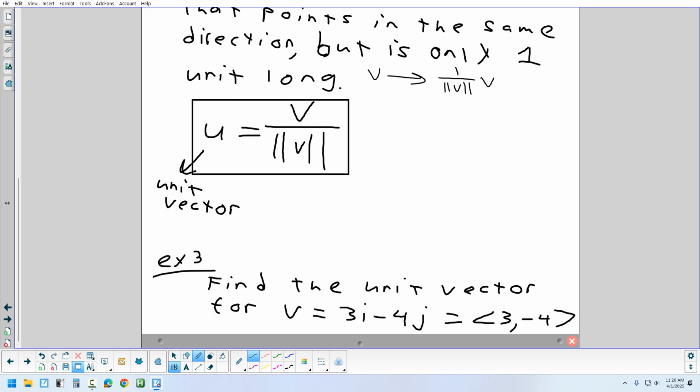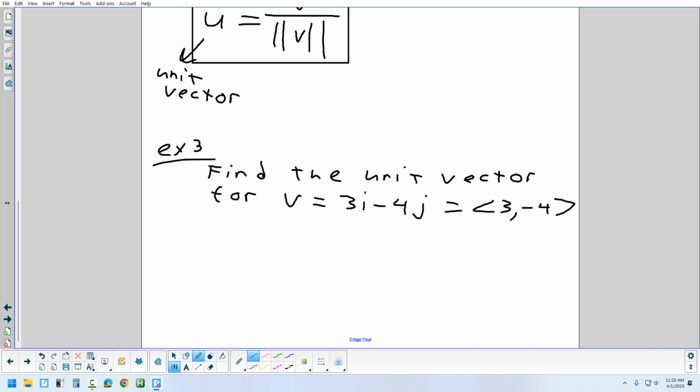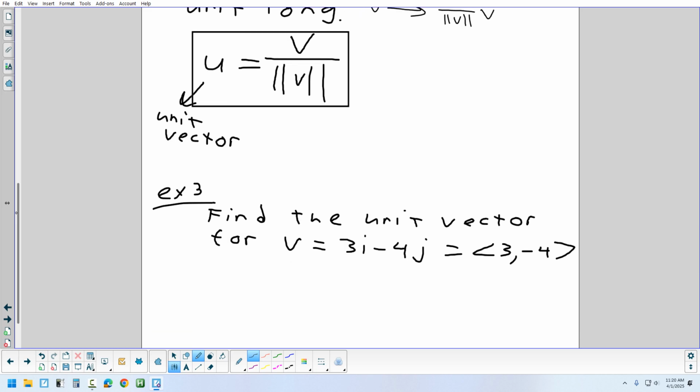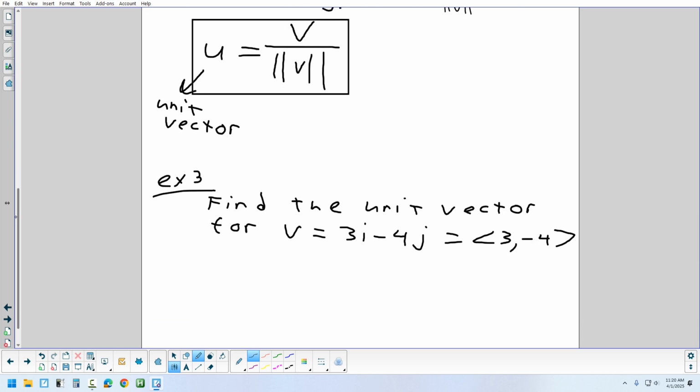So let's find the unit vector for 3i minus 4j. I'm giving you both notations again. I wouldn't expect to always see both, probably one or the other. All right, what's the first thing that we need to find if we want to turn that into a unit vector? Find its magnitude. If it already is 1, well, you're done. There's nothing to do. If it's not 1, then we fix it.